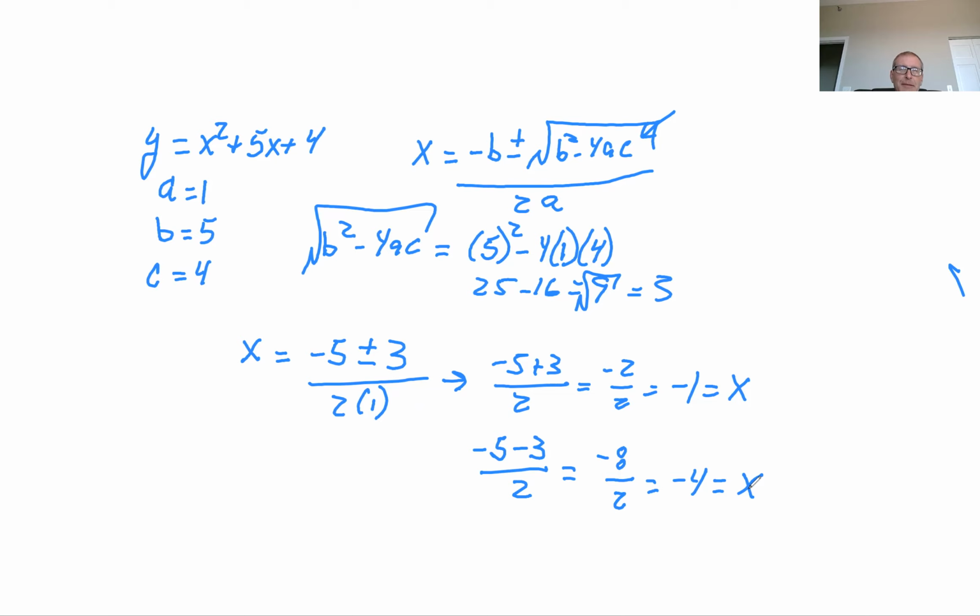So this will end the quadratic lecture for this part. I'm going to do one more quadratic lecture and put up a couple more complicated equations and show you how to solve those.